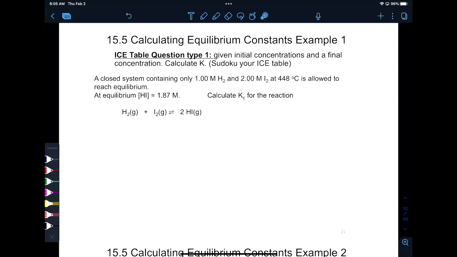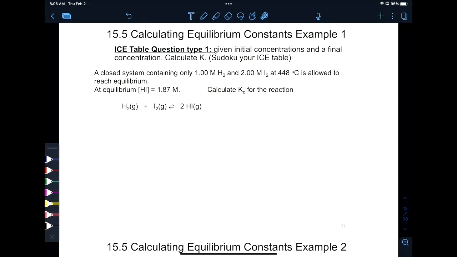Essentially, when given a chemical equilibrium and we have to construct an ice table, there are two kinds of questions that we can ask you. The first kind here, which I call question type 1, is you're given initial concentrations and a final concentration, and you need to calculate K, the chemical equilibrium constant. I call this the Sudoku method, and I'll show you why. So let's look at this question.